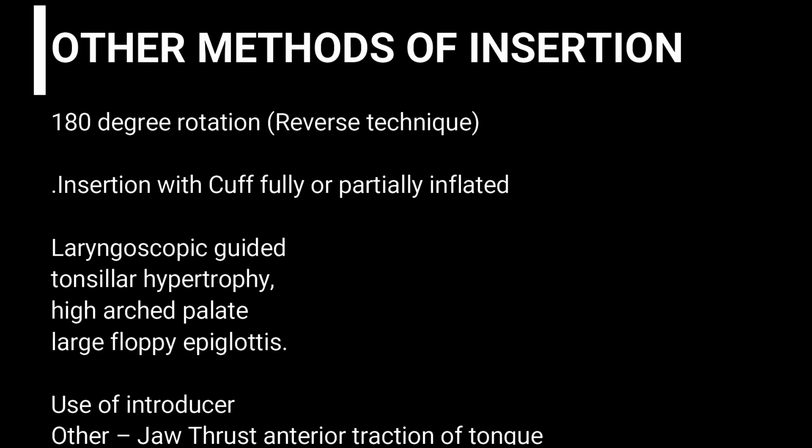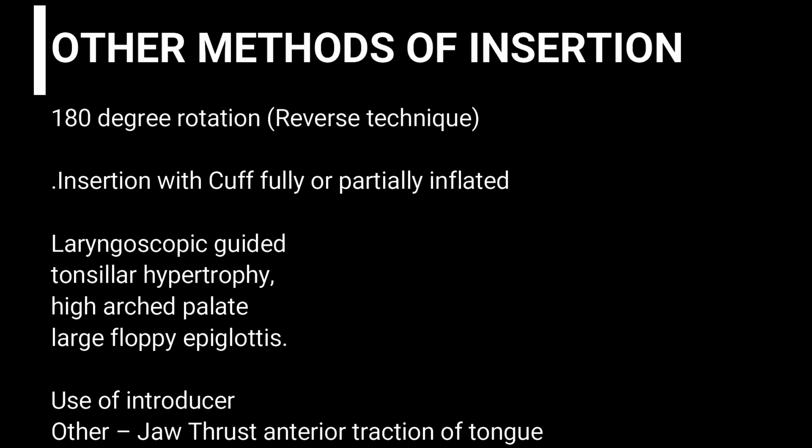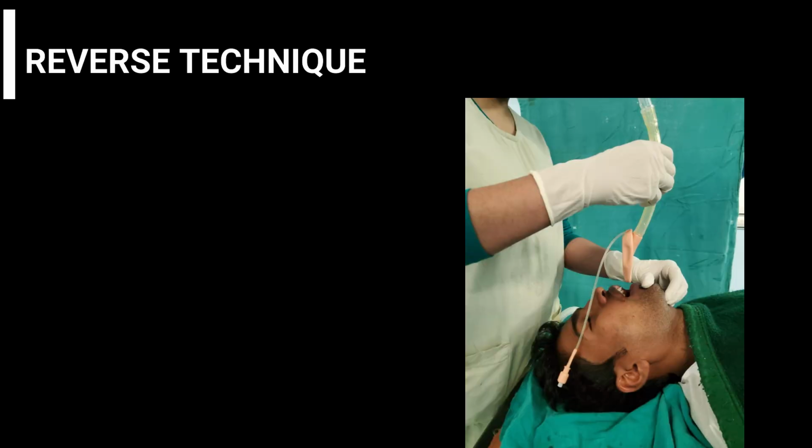Other methods of insertion: 180-degree rotation reverse technique, insertion with the cuff fully or partially inflated, and laryngoscope-guided insertion, used in tonsillar hypertrophy, high arched palate, and large floppy epiglottis. Use of an introducer. Other methods are jaw thrust and anterior traction of the tongue.